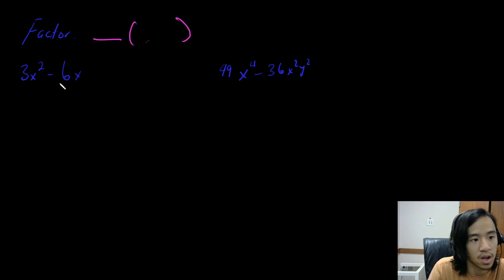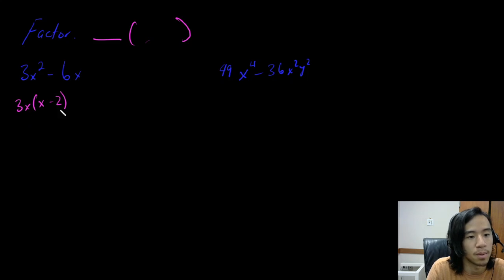They both have a 3 in common, and they both have an x in common. So I'm going to take out 3x, and I'm going to see what's left over. So 3x squared divided by 3x is just x. Then 6x divided by 3x is just 2. So x minus 2 in the middle, and this is going to be my answer.